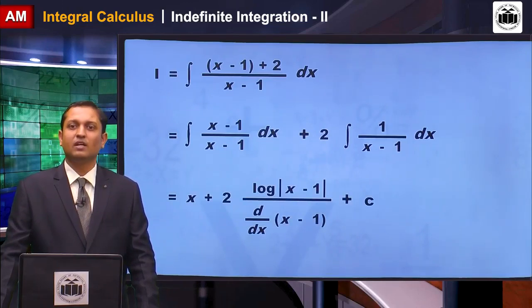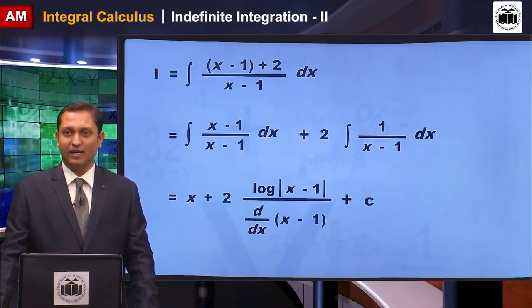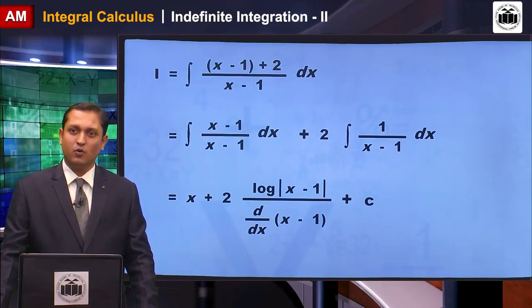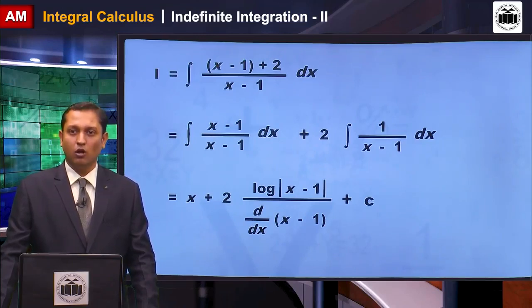So you can see here integral dx has become x, the constant 2 remains the same, and integral 1 upon x minus 1. Now you see the 2-point solution. Point number 1, formula remains the same, so 1 upon x minus 1, the corresponding standard part for the same is 1 upon x, integral 1 upon x is log, hence the answer remains log, so we will get log mod x minus 1, and point number 2, we divide the answer by the derivative of the composite part, so d by dx of x minus 1, plus c.